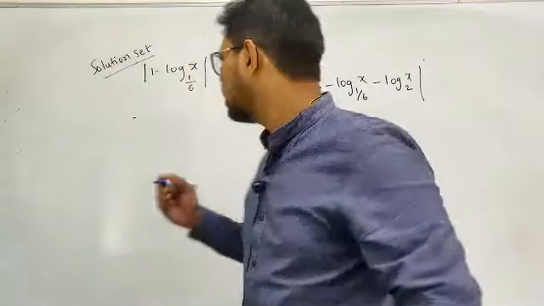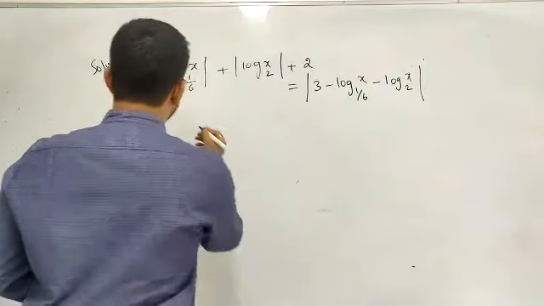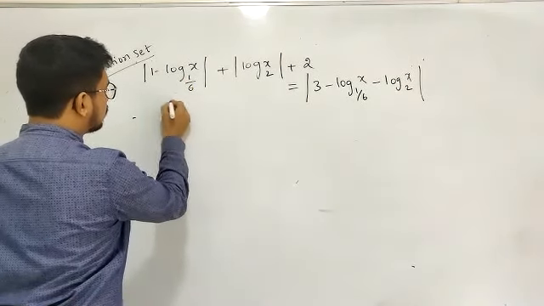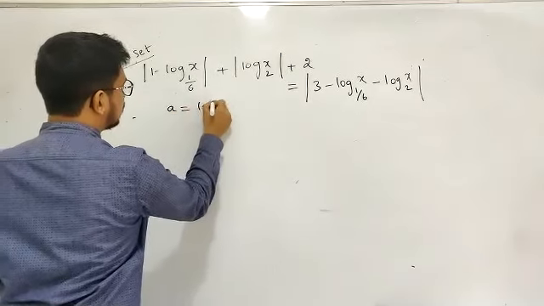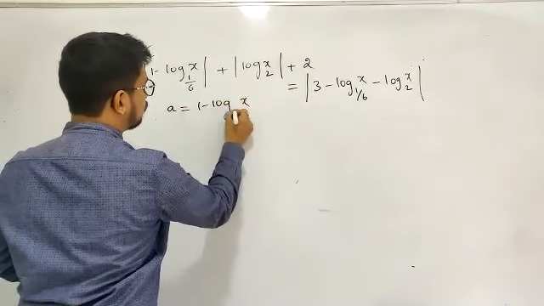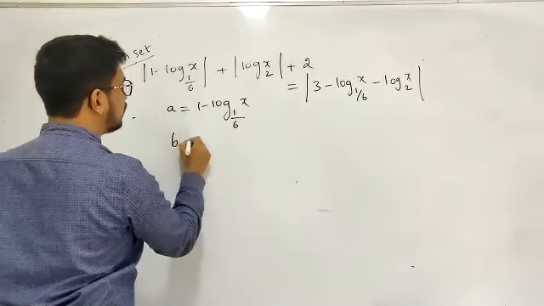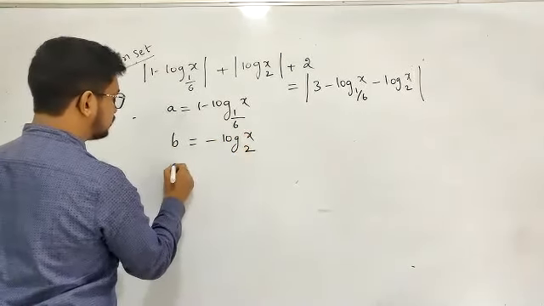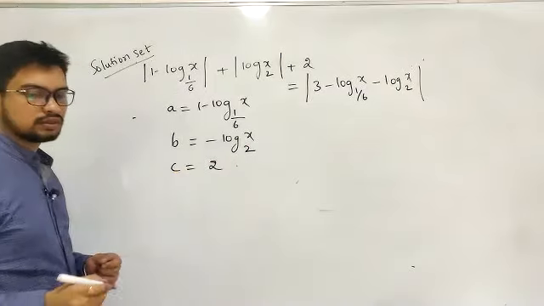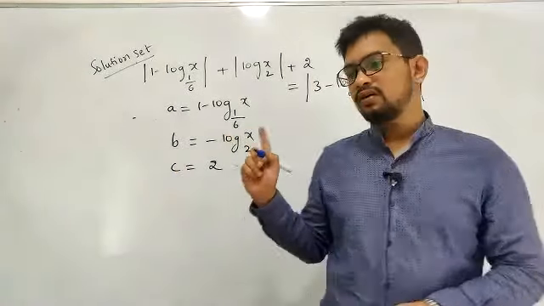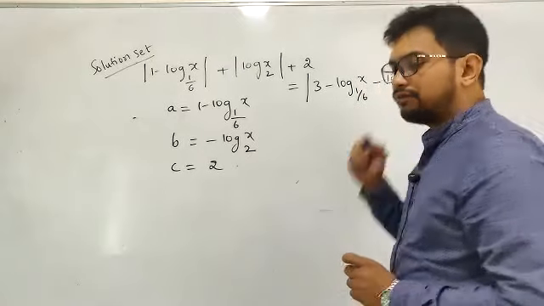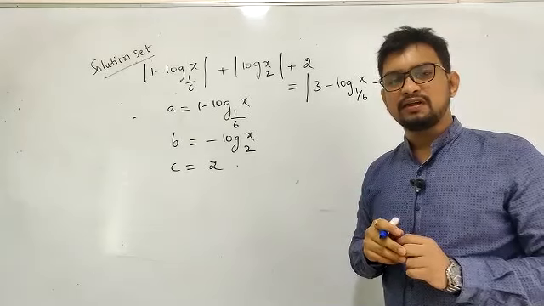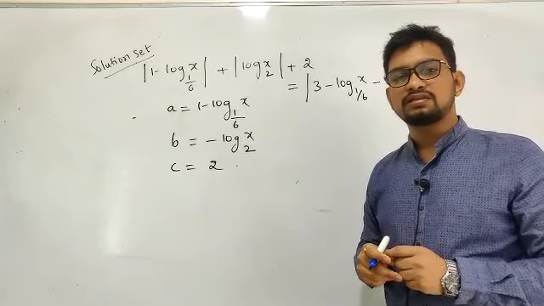Very simple idea. Observe this. This part, I'll take A as 1 minus log x to the base 1 by 6, and B as this, minus log x to the base 2, and C as 2. If we get something like this, we have already discussed in the previous chapter, when I was teaching you basic mathematics.